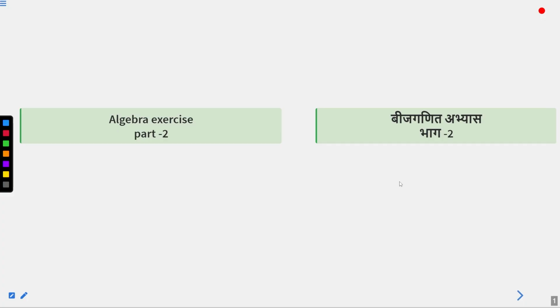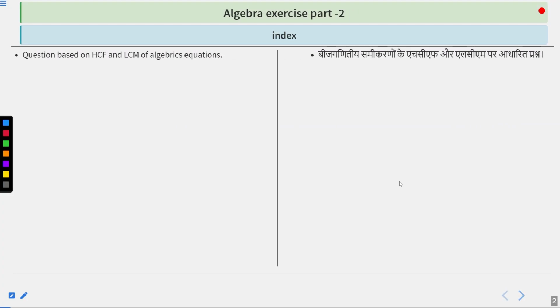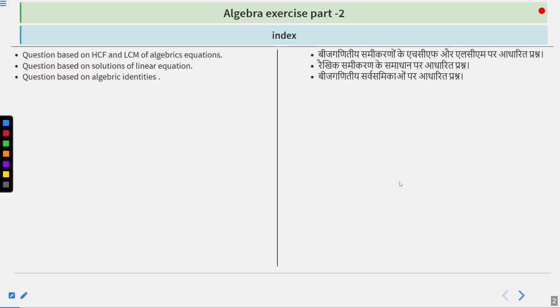Hello everyone, we are going to start algebra exercise part 2. In this exercise, we are going to do questions on how to find HCF and LCM of algebraic expressions, questions based on solutions of linear equations, and questions based on algebraic identities.